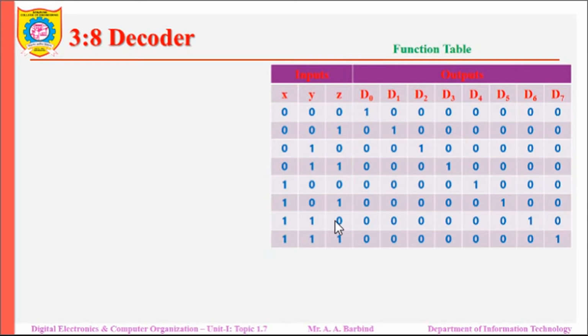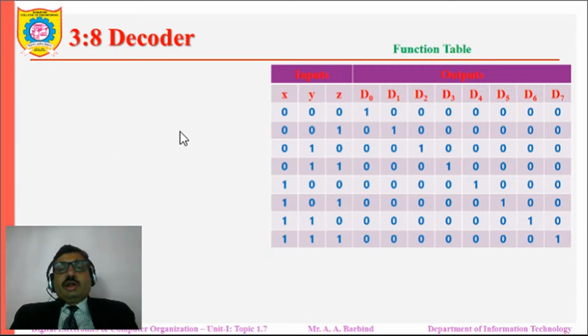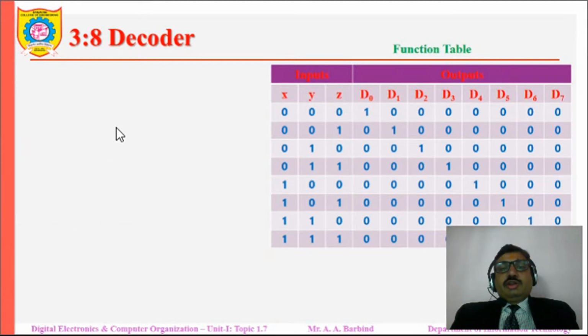For 1, 0, 0, D6 is 1, rest of the outputs are 0, and for the input 1, 1, 1, the D7 output is 1, while rest of the outputs are 0. So this is the function table for the 3:8 decoder. Now let us see how the construction of 3:8 decoder can be achieved.